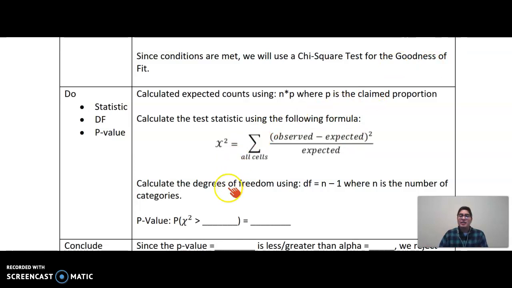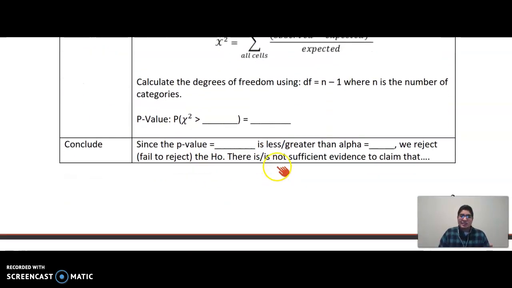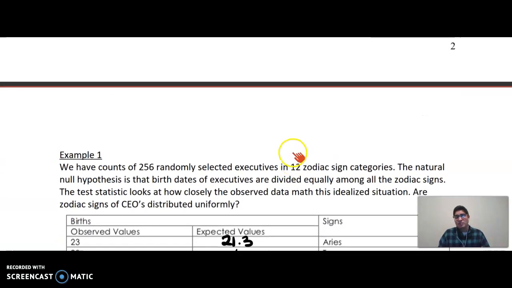Now, for a chi-square goodness of fit test, the degrees of freedom is just equal to n minus 1, which is what we're typically used to. However, instead of looking at the total number of observations, we're going to look at the total number of categories. And lastly, since this was a non-negative distribution, we're going to find a greater than probability. So we find the probability that chi-square is greater than some value. And then lastly, since the p-value is either less or greater than alpha, we either reject or fail to reject because we do or do not have sufficient evidence.